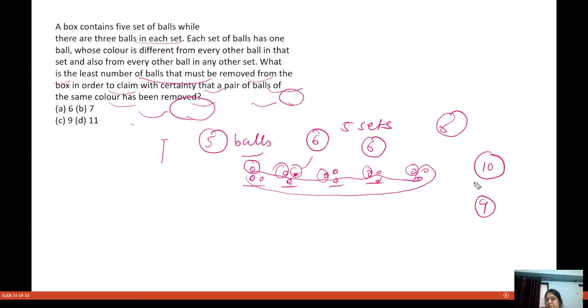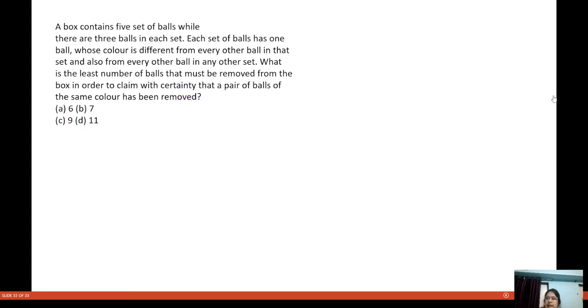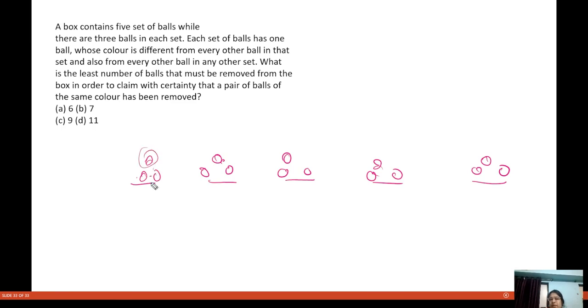So we'll remove 9 balls from here. Actually, the question is saying that you have a box with 5 sets of balls, and each set contains 3 balls. Now they are saying that in each set we have one ball which is different from these two and from any other of these balls.